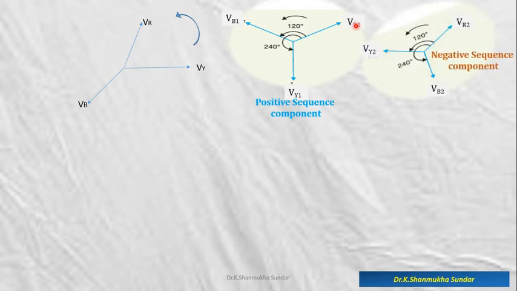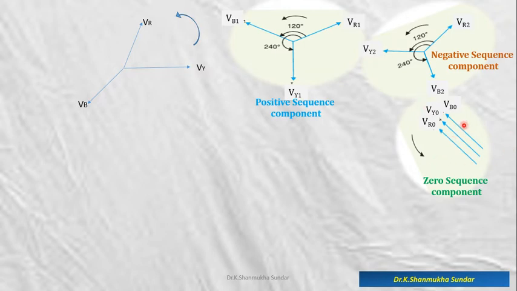The second set is the negative sequence component. It also consists of three vectors of equal magnitude displaced from each other by 120 degrees, but with the phase sequence opposite to the original. The original phase sequence is RYB, while in the negative sequence component the phase sequence is RBY. That is the only difference between positive and negative sequence. Then the third set is the zero sequence, consisting of three vectors of equal magnitude with zero phase displacement between each other. So the unbalanced system is resolved into three sets: positive sequence, negative sequence and zero sequence components.